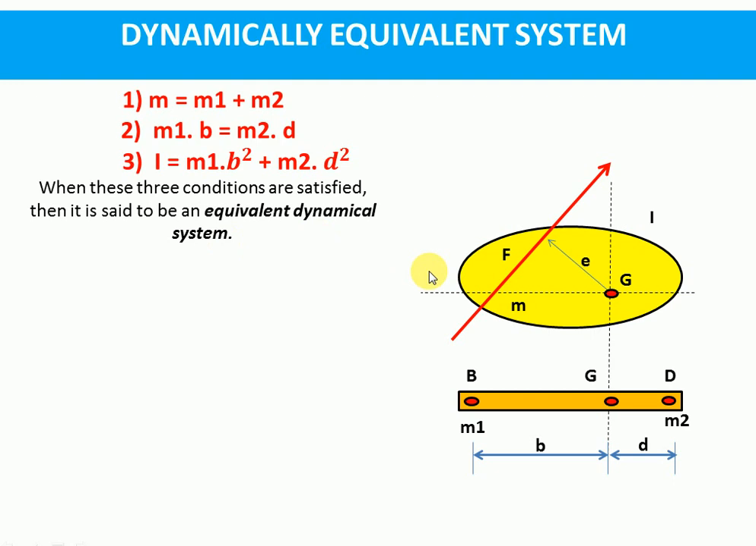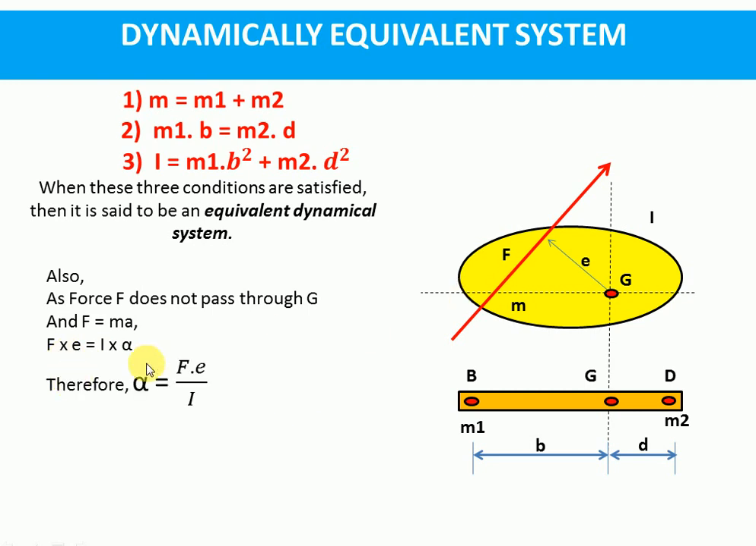Also, as force F does not pass through the center of gravity, that is, it is at a distance of e from the center of gravity, and F is equal to ma. So inertial torque I into alpha is equal to F into e. So we can write alpha as Fe upon I. Clear?